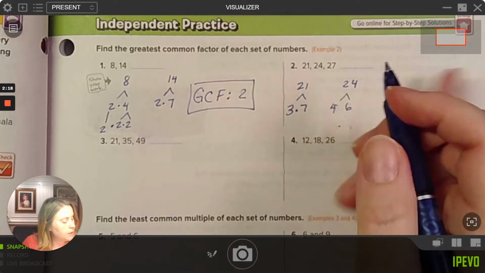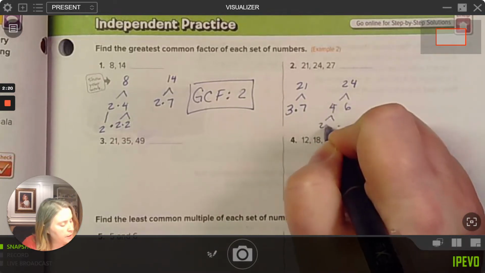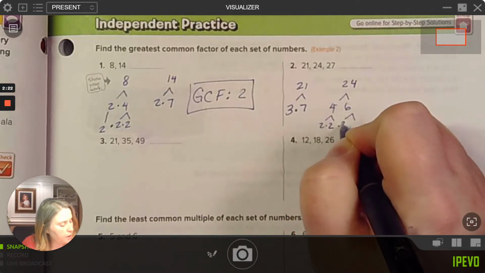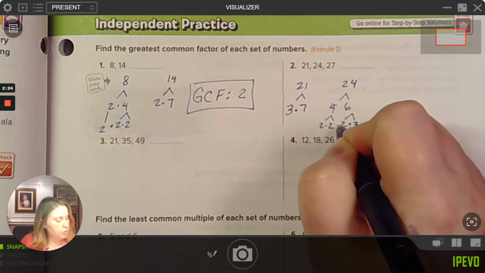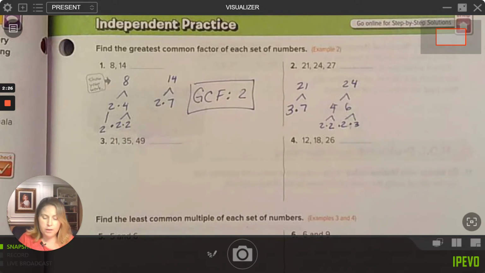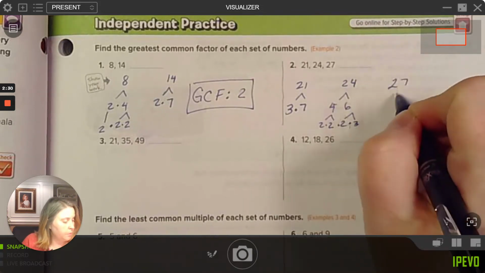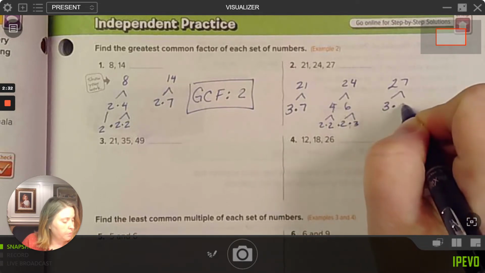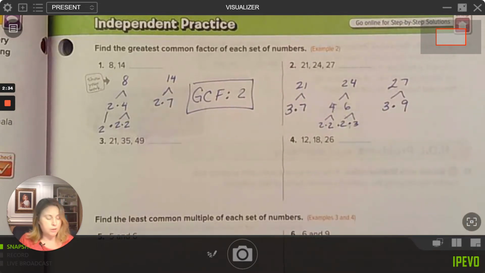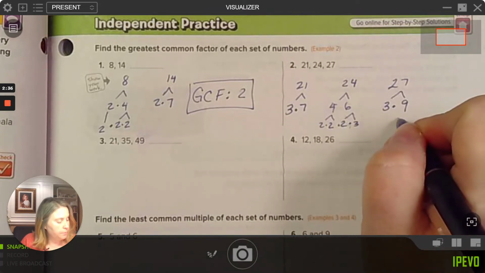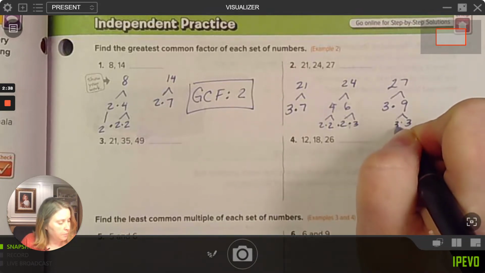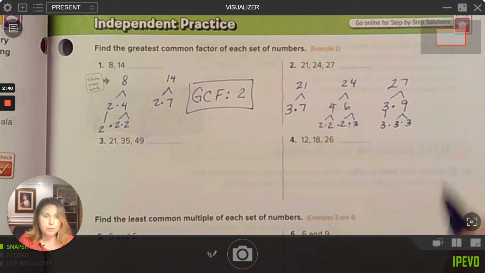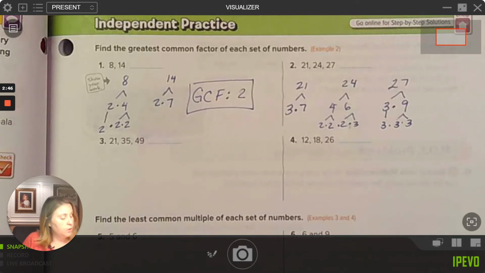4 times 6, and then 4 can be broken down into 2 times 2, and 6 can be broken down into 2 times 3. And then our third number was 27. 27 can be broken down into 3 times 9, and I'm just going to bring that 3 straight down. Then we're looking for the greatest factor all 3 of these numbers have in common.